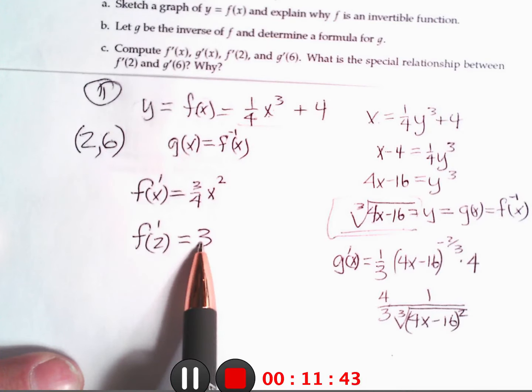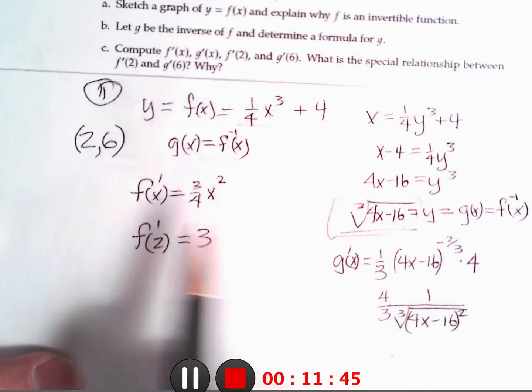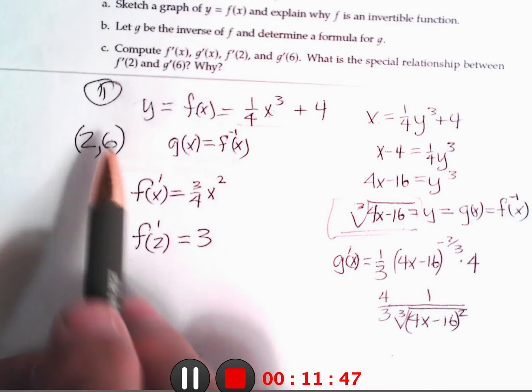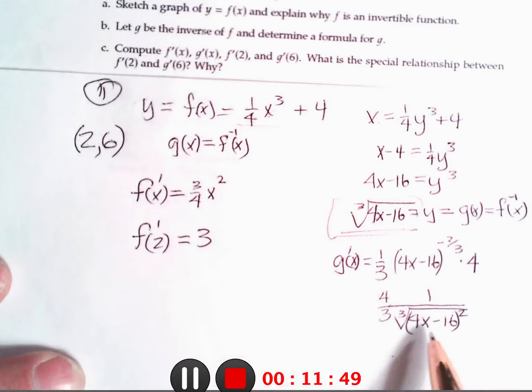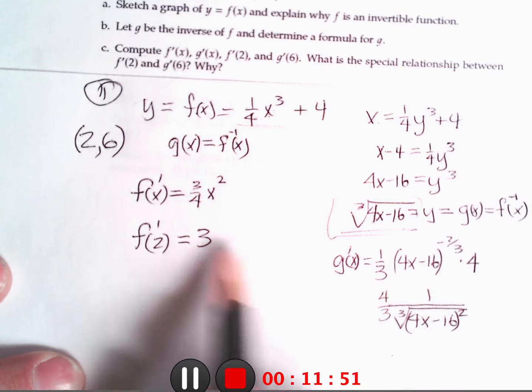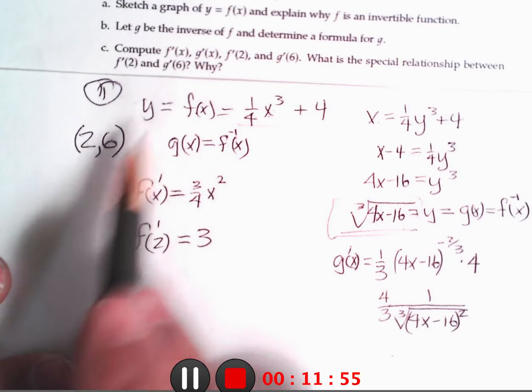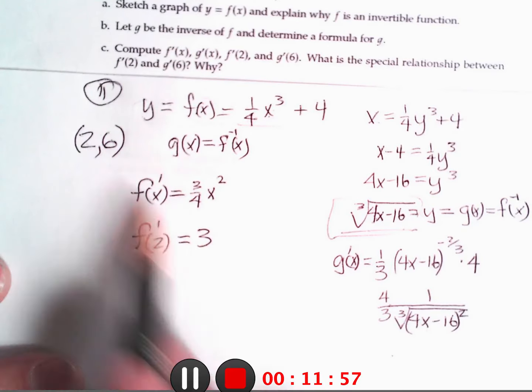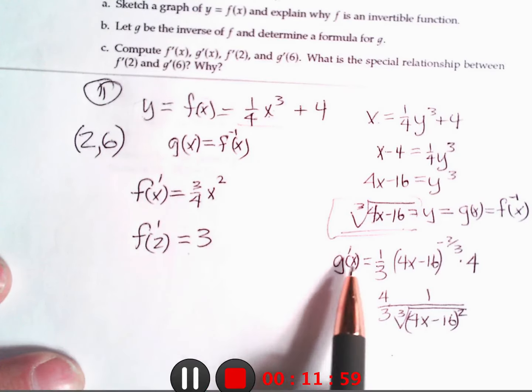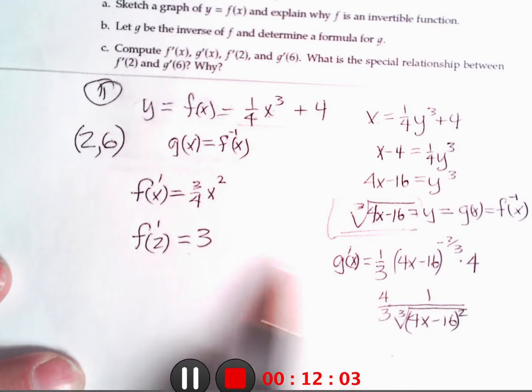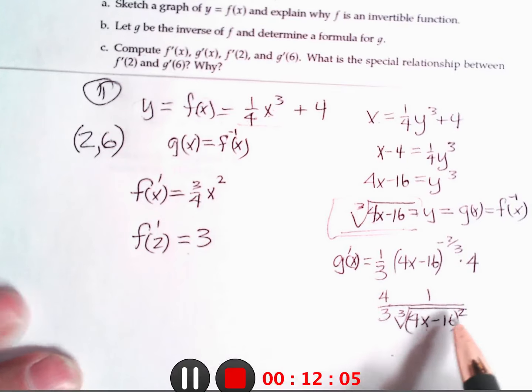And if g is the inverse of this, I should be able to put 6 into g prime and get the reciprocal. If I find the slope of f at 2, then the slope of its inverse at 6 will be 1/3. Let's check and see if we get 1/3.